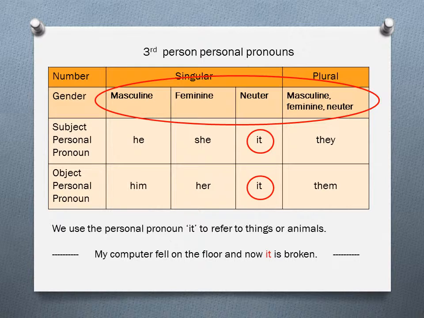We use the personal pronoun it in both subject and object form to refer to things or animals. For example, my computer fell on the floor and now it is broken. In this sentence, it refers back to a thing, my computer. If the number is plural, we use they and them regardless of gender.